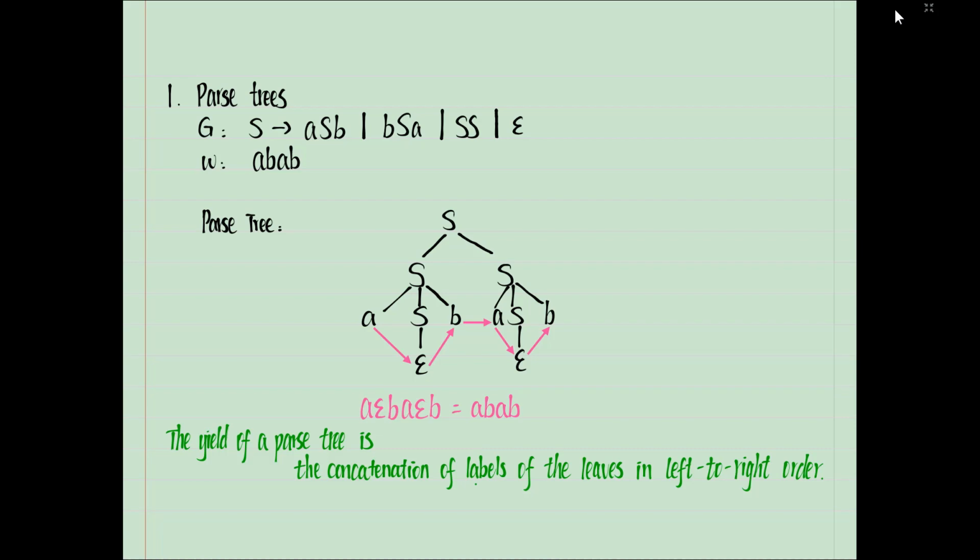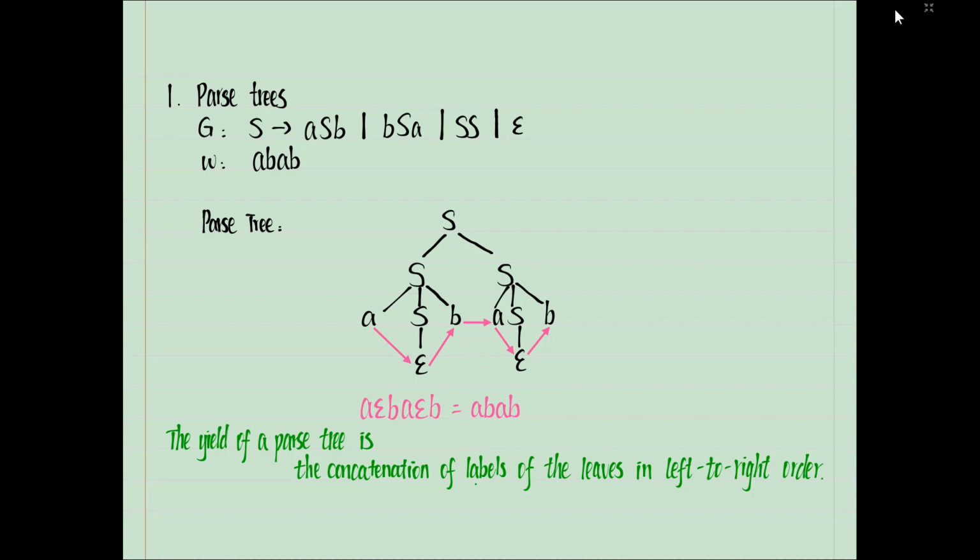Now let's see an example. This grammar has only one variable S, and it has 4 rules. From S to aSb, to bSa, to SS, or to epsilon. This grammar generates the language of balanced a's and b's. And we choose a sample string w equals abab to show you a parse tree. The parse tree I constructed for this w equals abab is like this.